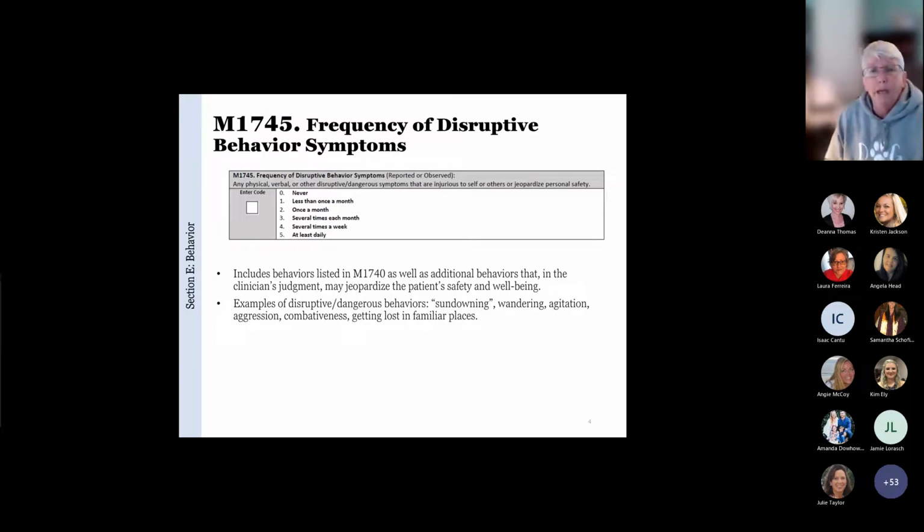1745 is where we can account for this patient, though. We couldn't get them in 1740 because they know what they're doing. But in 1745, we can get them because this behavior is injurious to themselves. All right, so that's where you can account for that type of temper tantrum.